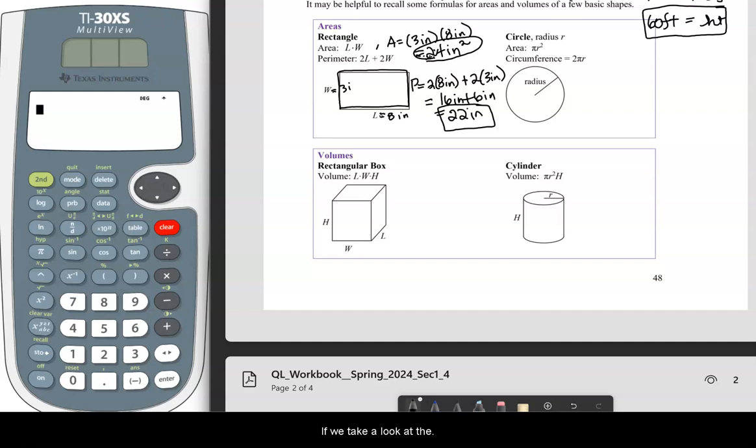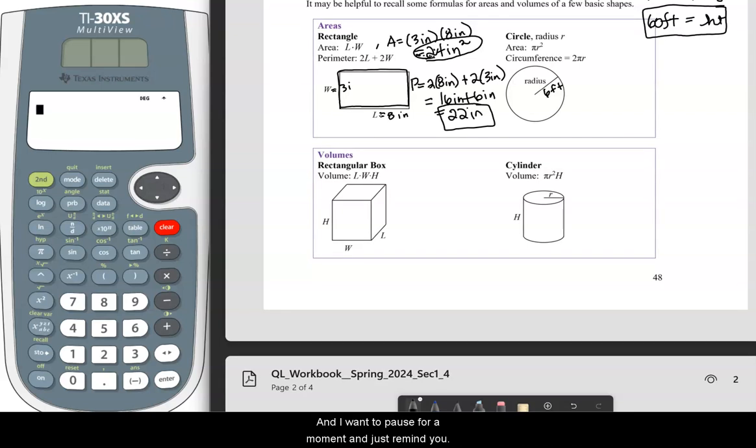If we take a look at the circle formulas given to us, a radius, let's say it's 6 feet. And I want to pause for a moment and just remind you that a radius is half the length of a diameter. So if they give you the diameter and you notice these formulas require the use of a radius, make sure that you use the correct number. The diameter of this made up radius of 6 feet, the circle would have a 12-foot diameter.